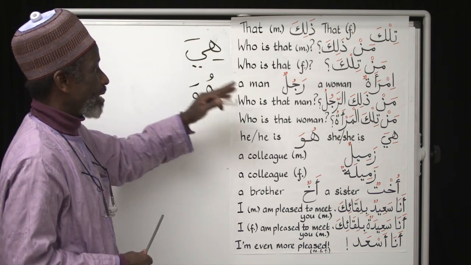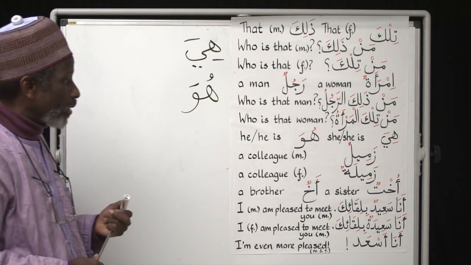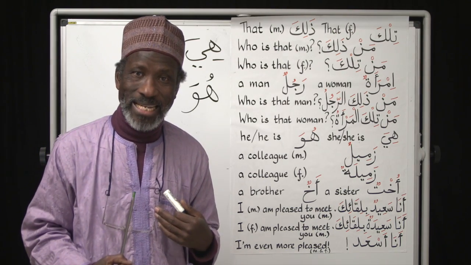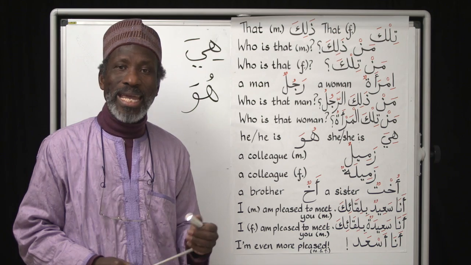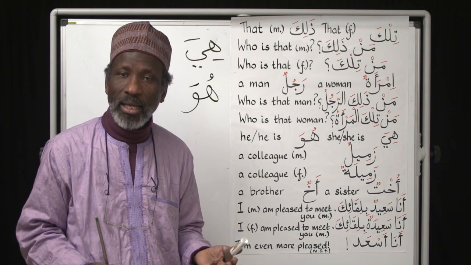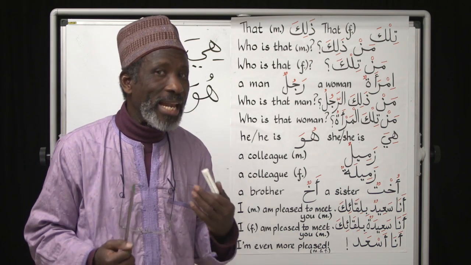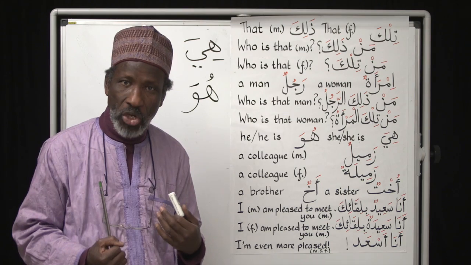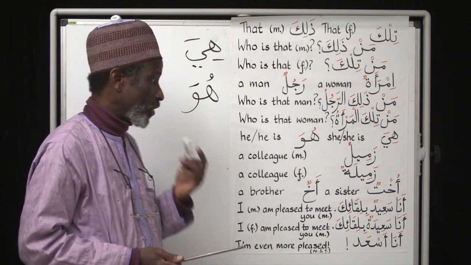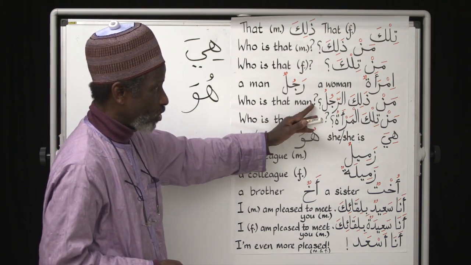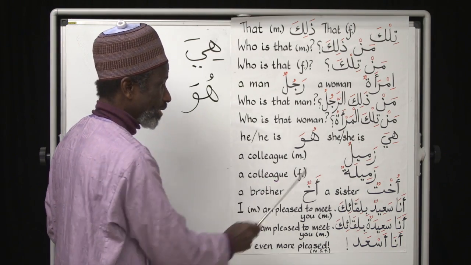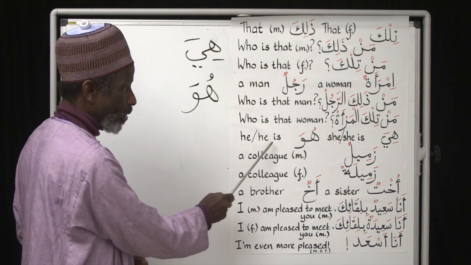Man tilka al-mar'atu, who is that woman? You can say hiya sadiqati, she's my friend. Hiya zamilati, she is my colleague. Hiya muallimati, she is my teacher. Hiya ukhti, she is my sister, and so on. So man dhalika ar-rajulu, man tilka al-mar'atu, hiya, she or she is. Huwa, he or he is.